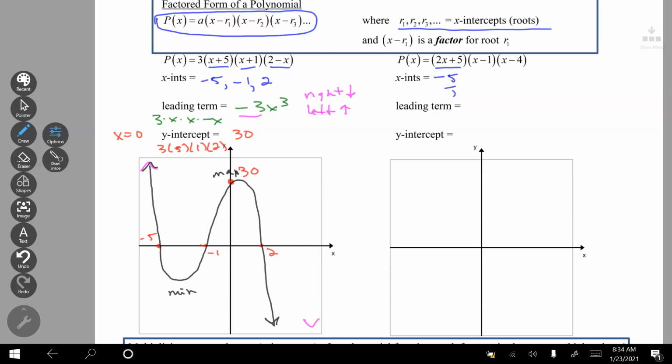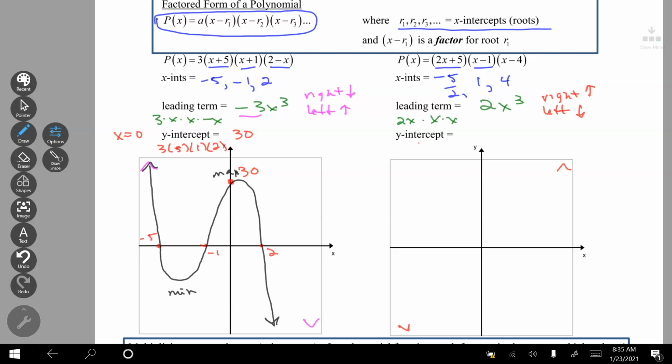Minus 5 over 2. This next one would be positive 1, and this last one would be positive 4. Those are my x-intercepts. My leading term, again, let's multiply it out. Well, there's no number up front, but the first parentheses is a 2x times another x times another x. I get 2x cubed. And because of this 2, the right side goes up to infinity, and the left side, well, this is an odd degree, the left side does the opposite, goes down to negative infinity. So there are my little arrows going up and down.